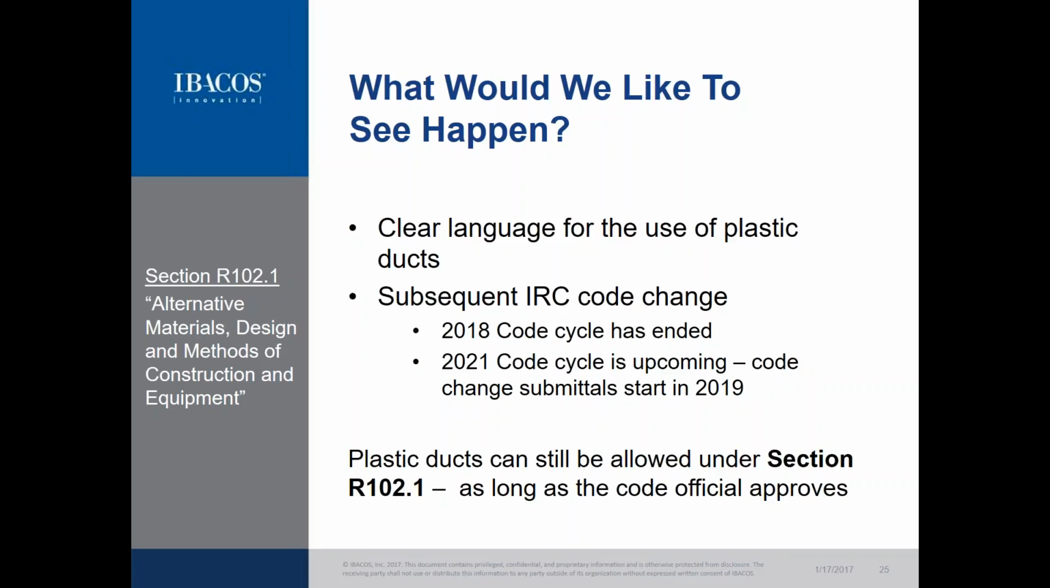However, the sooner that we can resolve this ambiguity, the better, and there are opportunities to do that under section R102.1 of the code, which basically allows jurisdictions to allow the use of alternate materials, designs, and methods of construction and equipment in buildings. So this is one avenue to explore, one avenue that I think we should address, because that is one way that we can solve this issue between now and when a code change could occur.